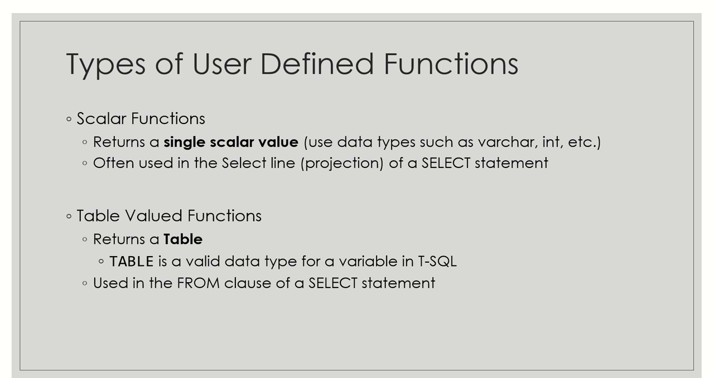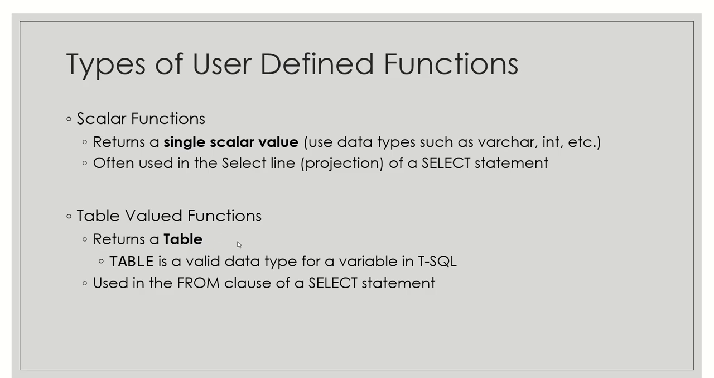For a scalar function, we would define it as returning some data type, such as varchar or int, similar to how we would define a variable that just stores one single value. And scalar functions are often called in the select line or the projection of a select statement. If you've used a function like sum or min or max or getDate or any of those built-in functions, you'll notice that those are most often used in the select line. And sometimes we use them in the where line too. But they return just one value, and that's what we're going to be focusing on here in this video.